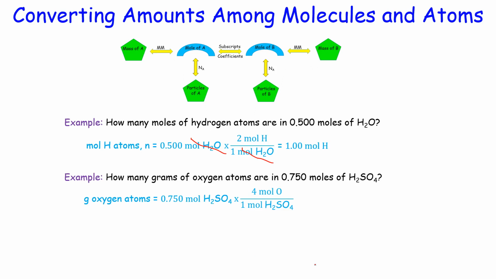Now you see moles of sulfuric acid can be cancelled. And now we further need to convert from moles of oxygen, put that on bottom, to grams of oxygen. And now of course we can cancel the moles of oxygen. And then that should give us 48 grams of oxygen atoms.